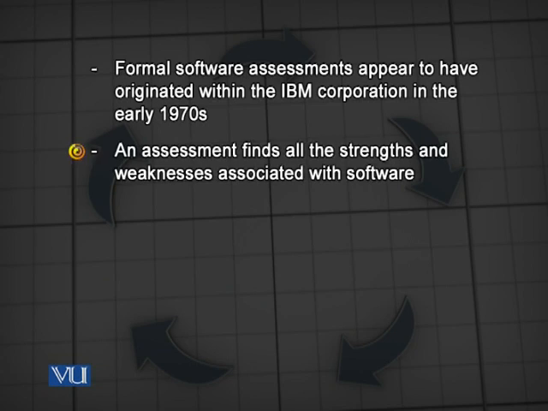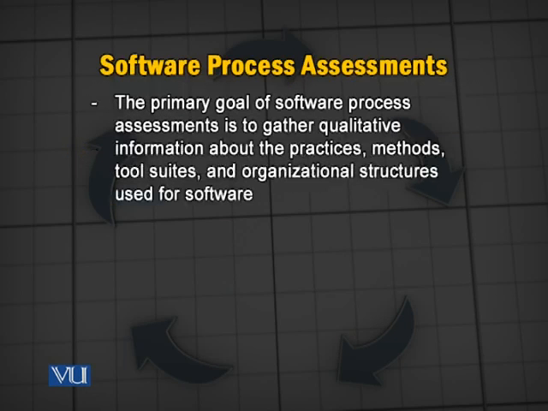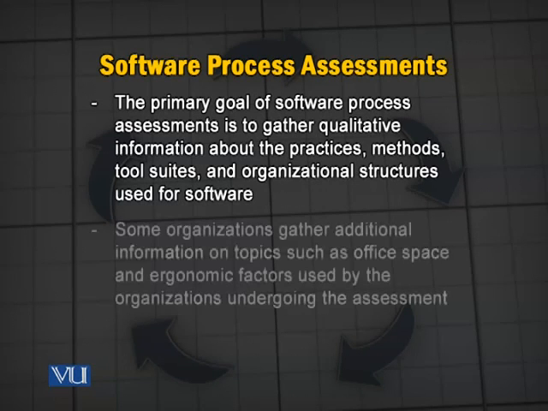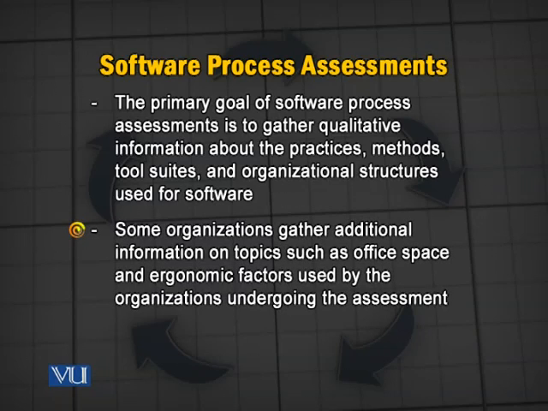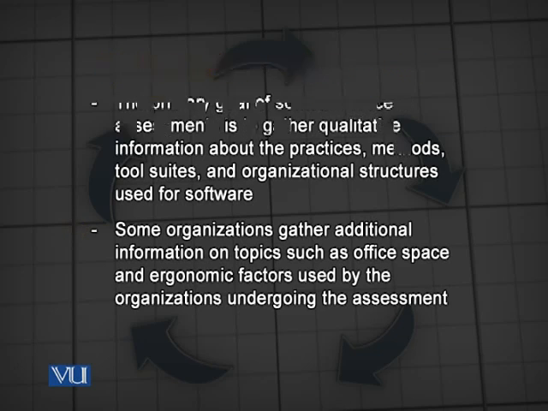An assessment attempts to find all the strengths and weaknesses associated with software or with the process on which it is being conducted. So the primary goal of software process assessments is to gather qualitative information about practices, methods, tool suites, and organizational structures that are used in the process of developing software. Some assessors also gather information about ergonomic office space and other factors which are related to the development process.